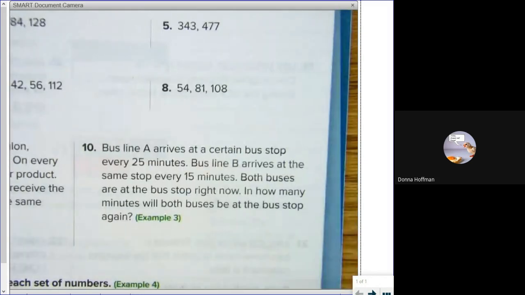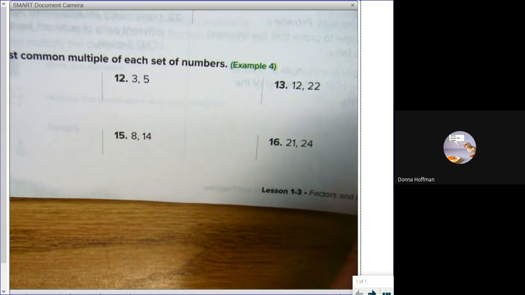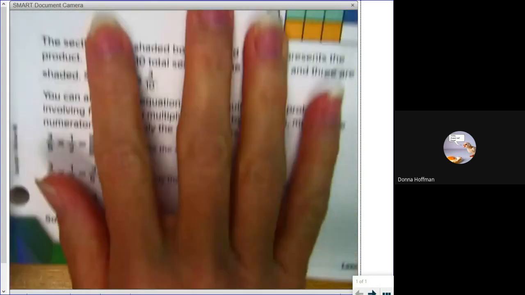A bus line arrives at a certain bus stop every 25 minutes and every 15 minutes. Again, this is waiting for that event to happen. So you're going to skip count by 25s and 15s until you get to that first number that they share, the least common multiple. And then number 11 through 16, those are definitely least common multiples. Just skip count by those numbers until you find the one they share.